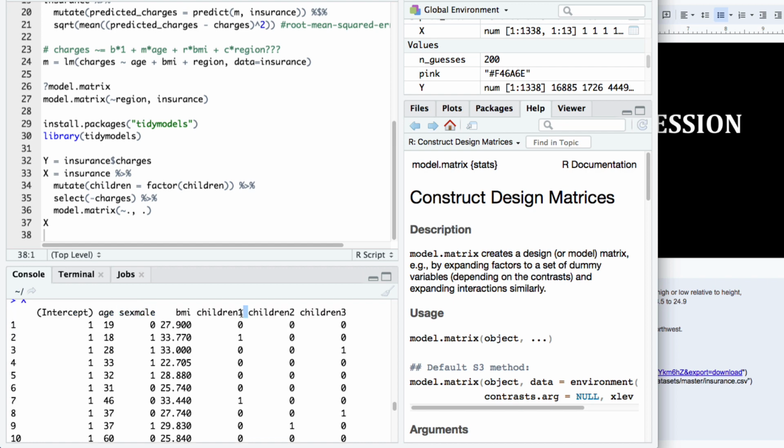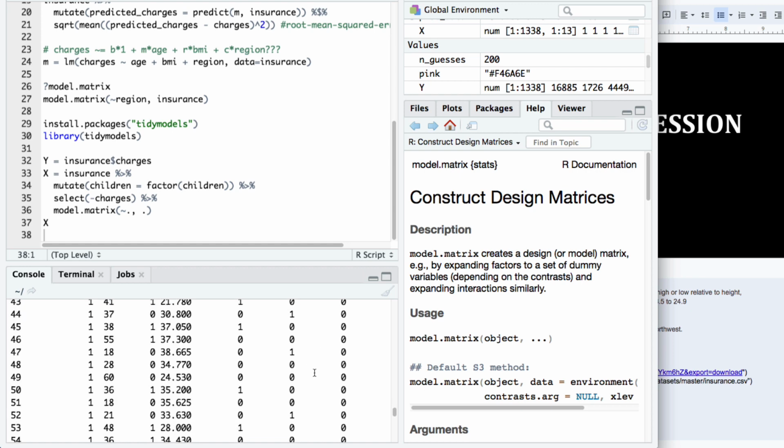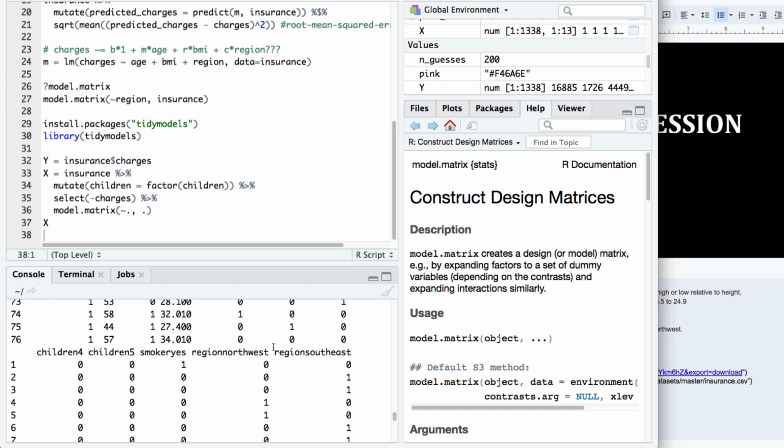And then I have children 1, so this is indicating that this person has 1 child. Children 2 indicating this person has 2 children, children 3 indicating, for example, this person has 3 children. And so it has created these different variables. And now I have my column, which is the thing I'm trying to predict, and then X is my matrix of predictors. And I can put that in.